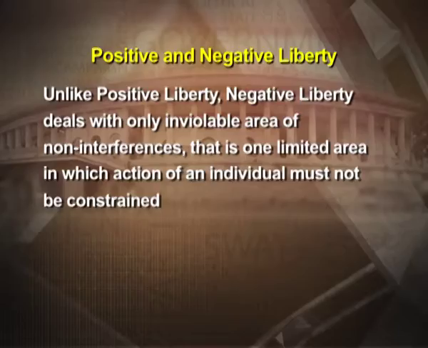In contrast, unlike positive liberty, negative liberty deals with only an inviolable area of non-interference, that is, one limited area in which the action of an individual must not be constrained or where there should be no restriction. It does not deal with conditions in society, although those who talk of negative liberty would advocate for maximization of this minimum area in which the individual should not be constrained. But generally, for a stable society, both positive and negative liberty are important.